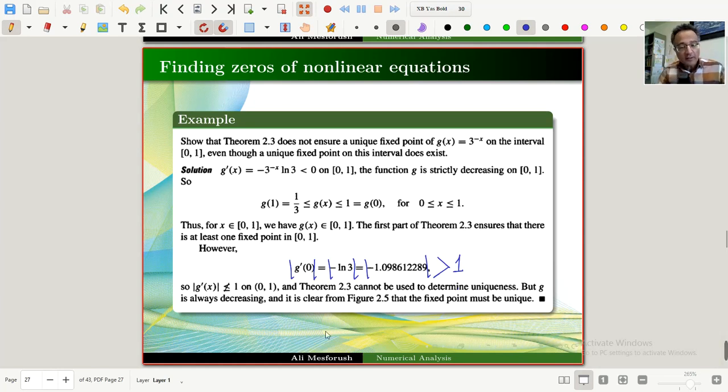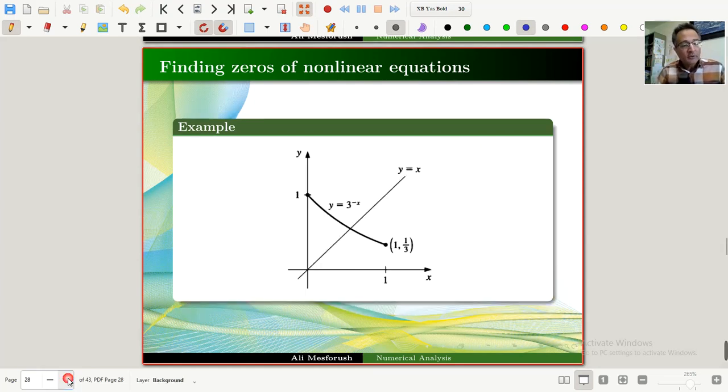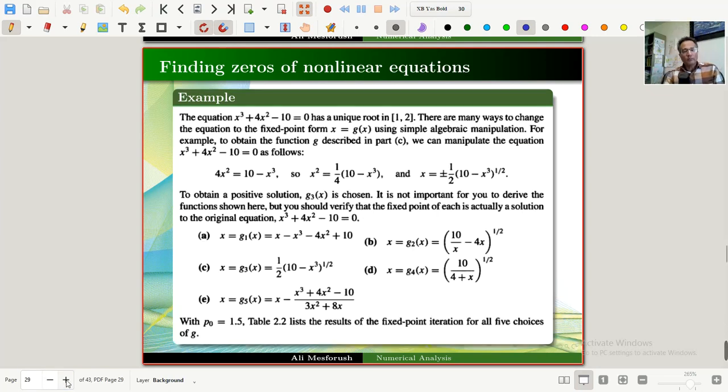But if you plot the graph of the function g of x equals 3 to the power of minus x, you can see that there is just one fixed point. So in fact, the condition of the theorem is not satisfied, but there is just one fixed point for the function. You have to note this point.